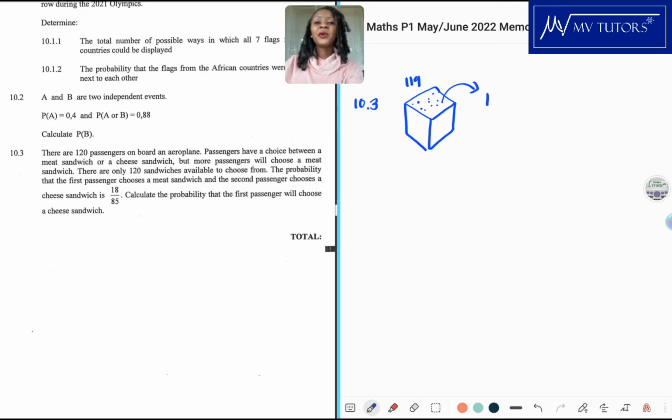Now we have meat and we have cheese, so I'm going to say let the meat be X and let the cheese sandwich be Y.